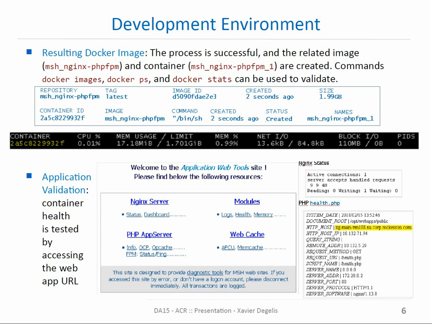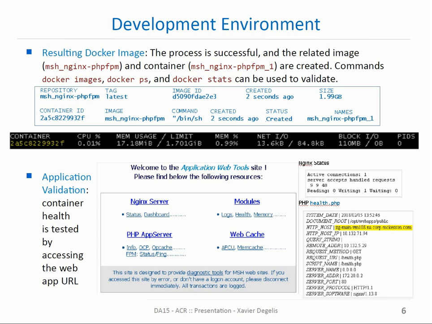The resulting Docker image is presented below and is validated via 3 commands: docker images to list all the registry locally, docker ps to see if the container is running, and docker stats to have running statistics on the container.